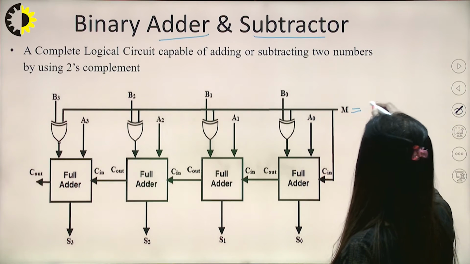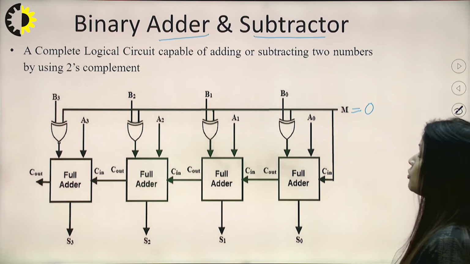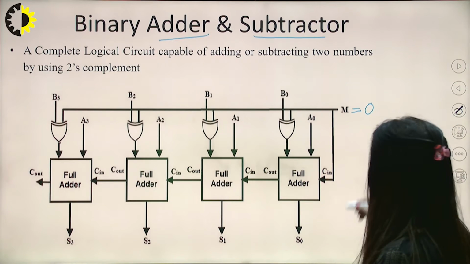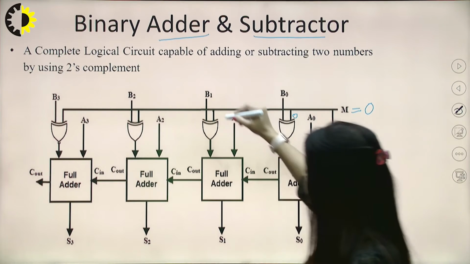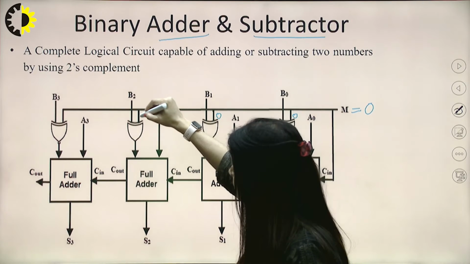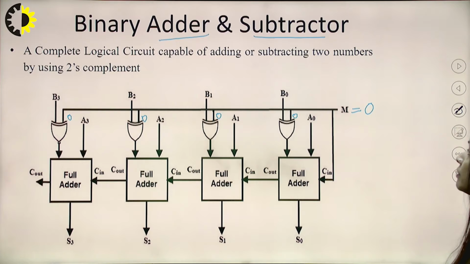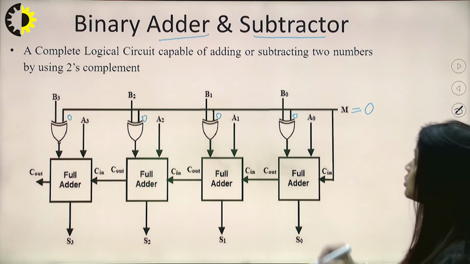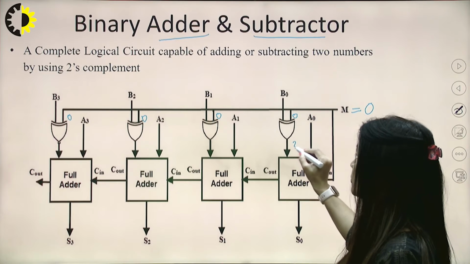Set M equal to 0. Now, this 0 will be transferred here, 0 will be here, 0 will be here, and 0 will be here. When this M is 0, let us see what is the output here.